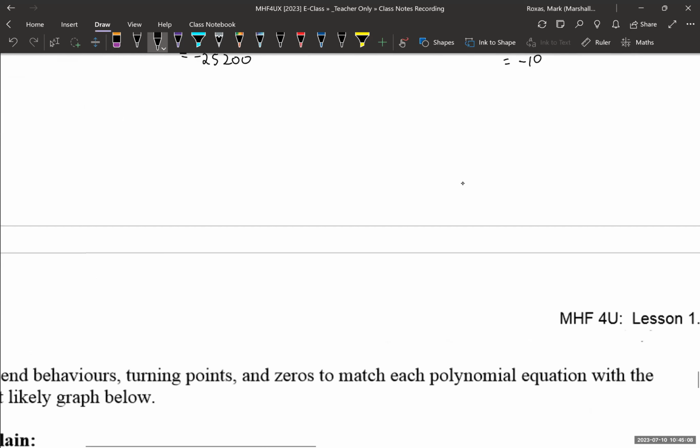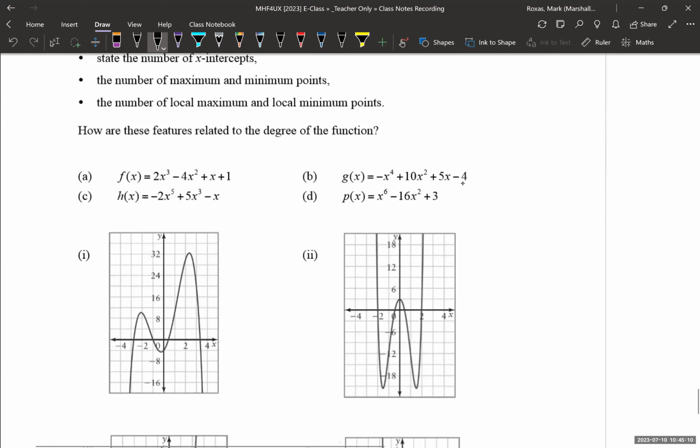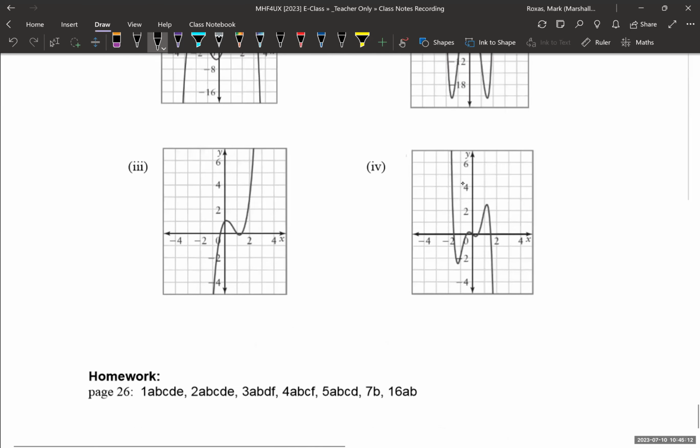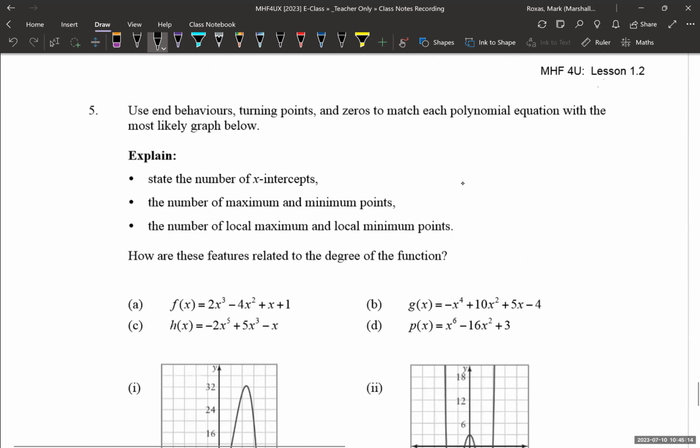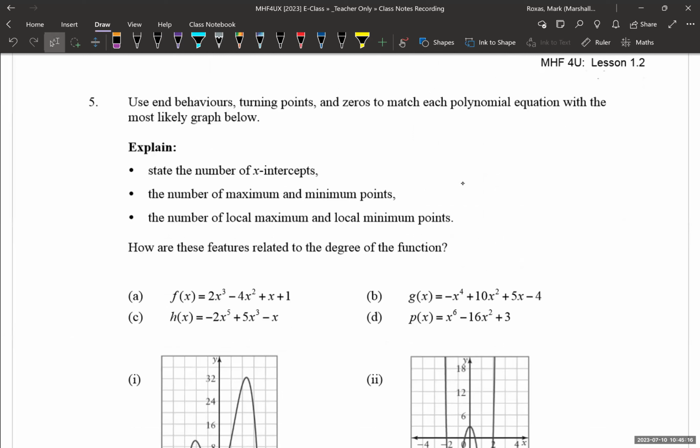All right, let's look at another example. I think this is the last one, right? Yes, so use end behaviors, turning points and zeros to match each polynomial equation with the most likely graph below. Explain, state the number of x-intercepts, the number of maximum and minimum points, the number of local maximum and local minimum points. How are the features related to the degree of the function? Okay, so what kind of approach would you take?